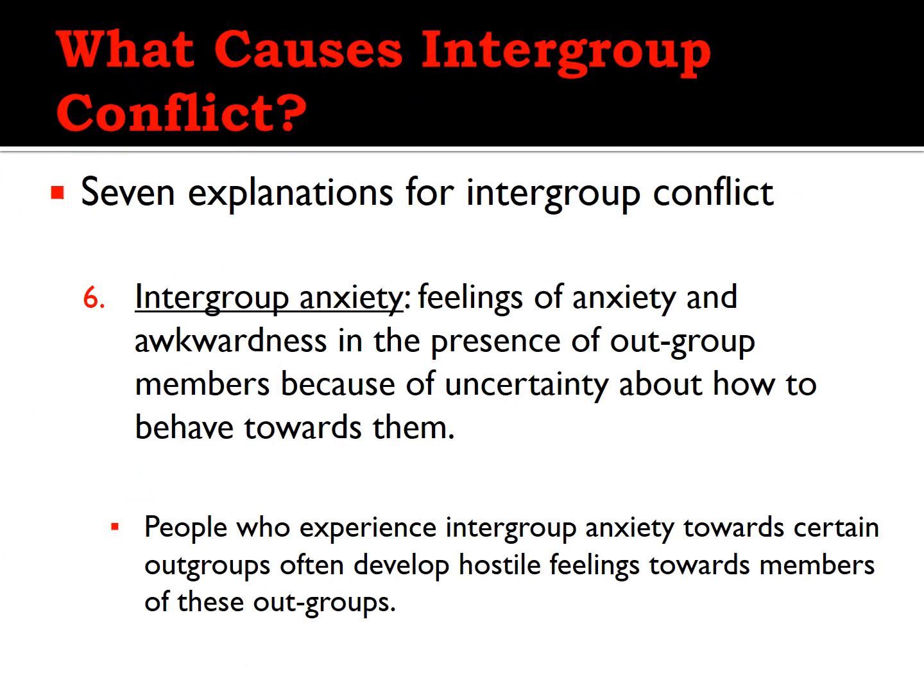Another explanation given for intergroup conflict is intergroup anxiety. Intergroup anxiety refers to feelings of anxiety and awkwardness in the presence of outgroup members because of uncertainty about how to behave towards them. That is, because of lack of experience with members of certain groups, people develop anxiety about interacting with these individuals. This anxiety often turns into hostile feelings towards members of these groups. These feelings serve as justification for this anxiety.